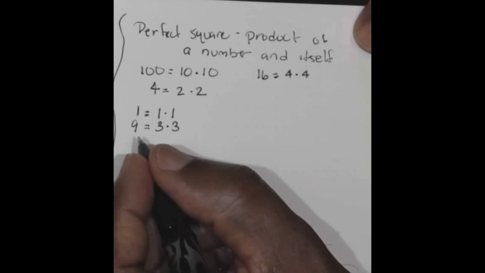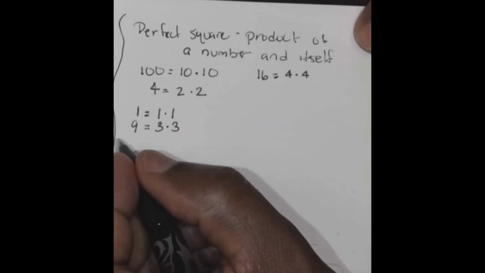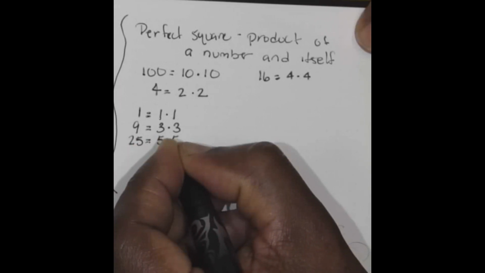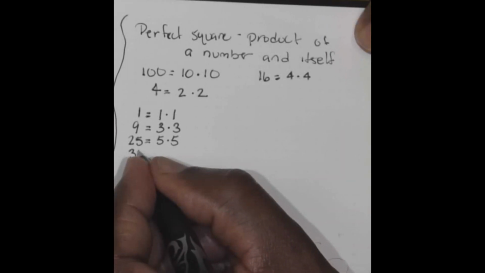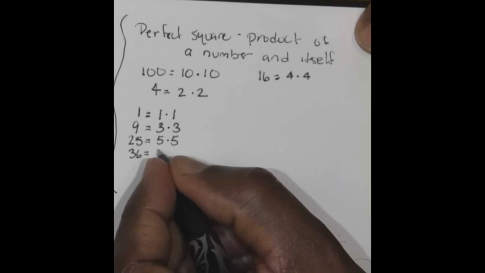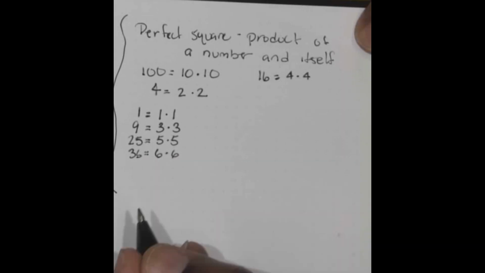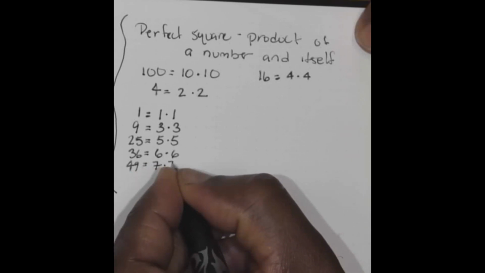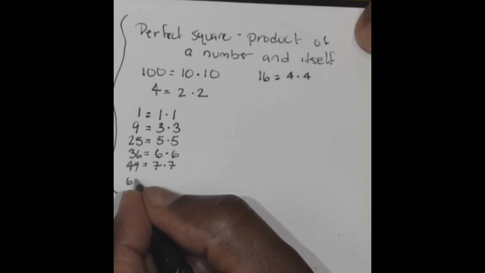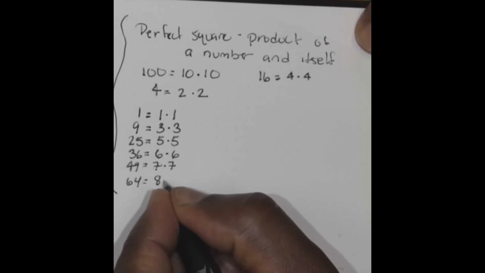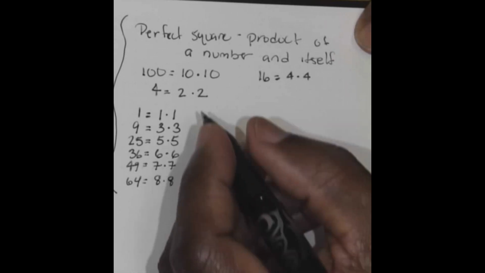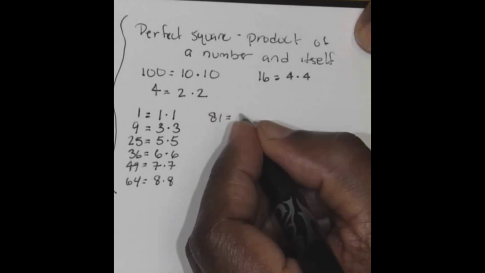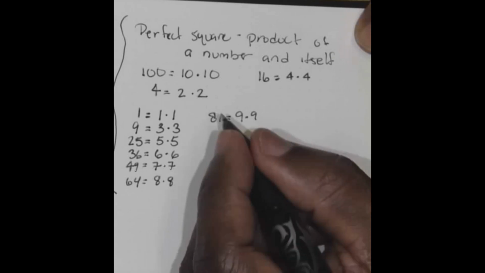Another one is, we already got 16 up here. 25 is a perfect square because 5 times 5. 36 is 6 times 6. 49 is a perfect square because it's the product of 7 times 7, a number and itself. 64 is a perfect square because 8 times 8. 81 is a perfect square because 9 times 9. We already have 100.